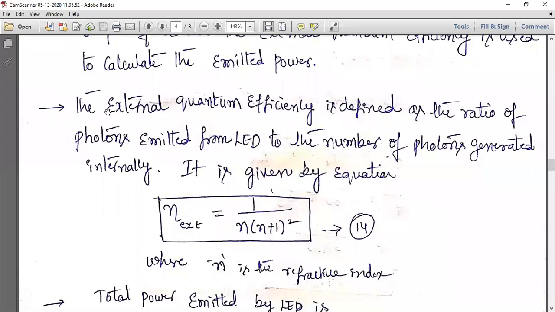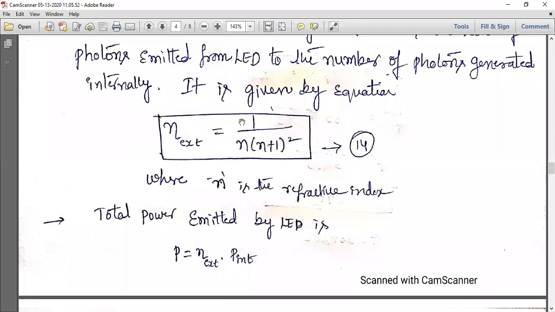That is dependent on the refractive index of that LED. We have seen in the last class, whenever the band gap is small, the refractive index will be more. So there is a linkage between the band gap and the refractive index. External quantum efficiency is approximately equal to 1 by n into (n plus 1) square. If you know the refractive index, you can easily calculate the external quantum efficiency of the LED. This n again depends on the band gap energy, and on the material you have used.